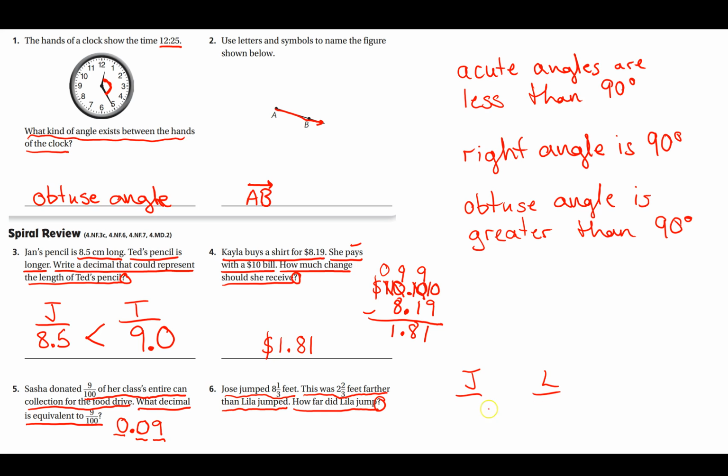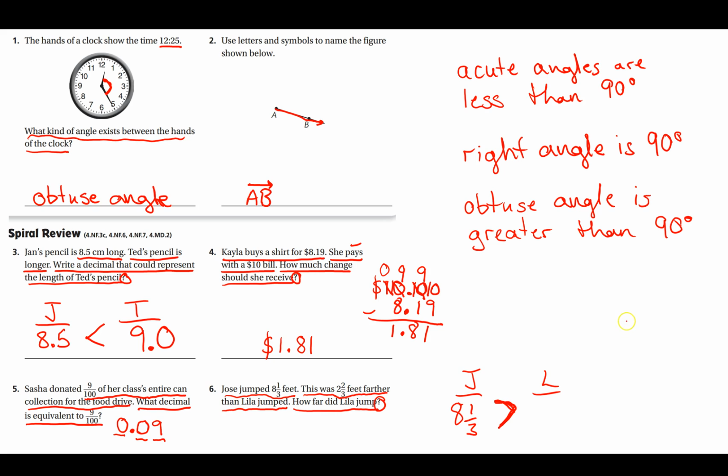So who's going to jump further? Without doing any math, who jumped further? This was 2 2/3 further than Lila. So Jose's number has to be bigger, okay? So when I figure out what Lila jumped, I'm going to check for reasonableness by seeing if it is in fact less than Jose. And I know how far Jose jumped because it says right here, Jose jumped 8 1/3 foot. So I know my answer has to be less than 8 1/3.